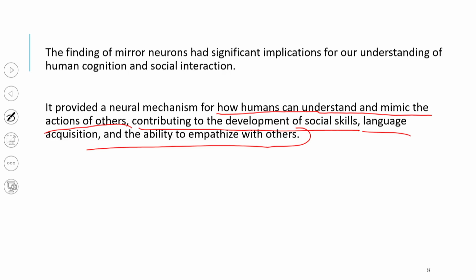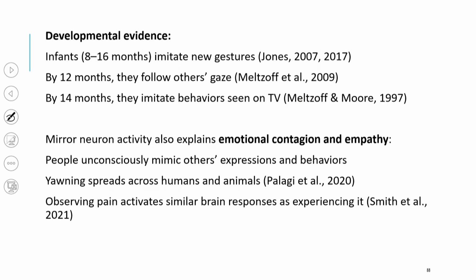One of the responsible neural mechanisms is that when you see somebody sad, you can also become sad by looking at another's sadness. That is called empathy, and that is also you kind of mimicking the emotional state of other people. That is also possible because of these mirror neurons. Some developmental evidence is also available.